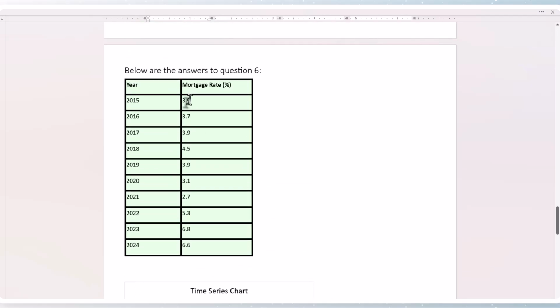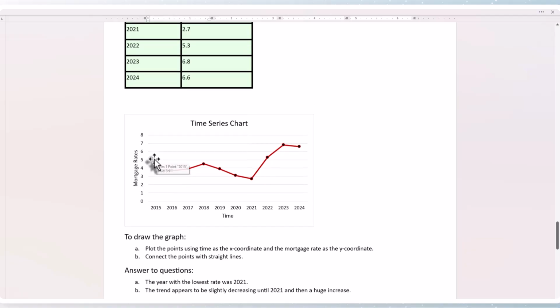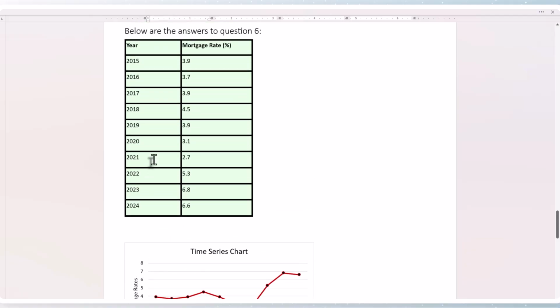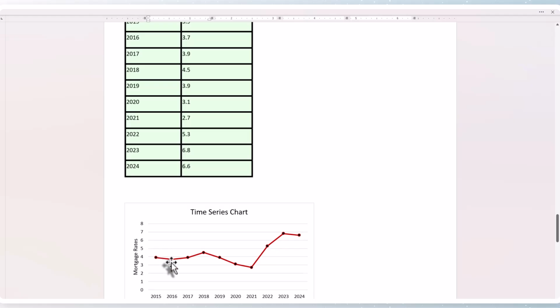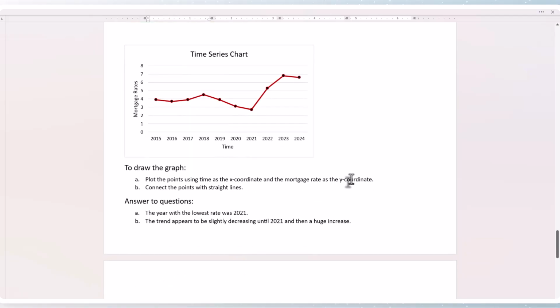At 2015, the mortgage rate was 3.9%. 2016, 3.7, and so on. After we plot all the points, we then connect them with line segments. And we have the time series chart. Then we could analyze the chart. The year with the lowest rate, 2021.